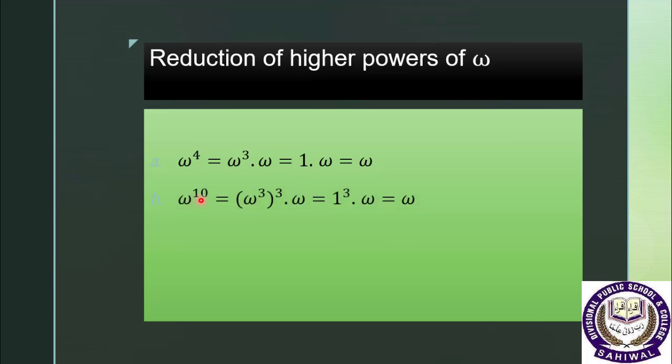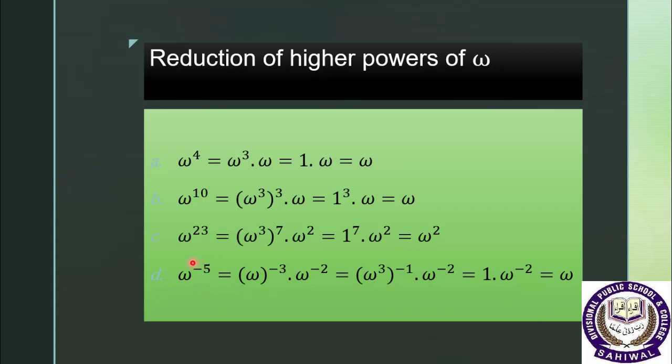If we have omega raised to power 10, we can write it as omega raised to power 9 plus 1, or omega raised to power 3 the whole cube times omega. Since we know that omega cube is equal to 1, 1 cube times omega is equal to omega. Similarly, if we have omega raised to power 23, we can write it as 21 plus 2. 21 can be written as omega cube the whole raised to power 7 times omega square. Omega cube is equal to 1, so 1 raised to power 7 times omega square is equal to omega square.